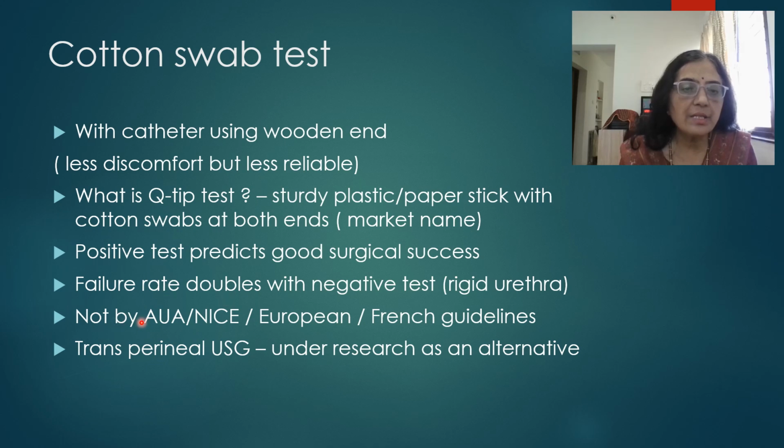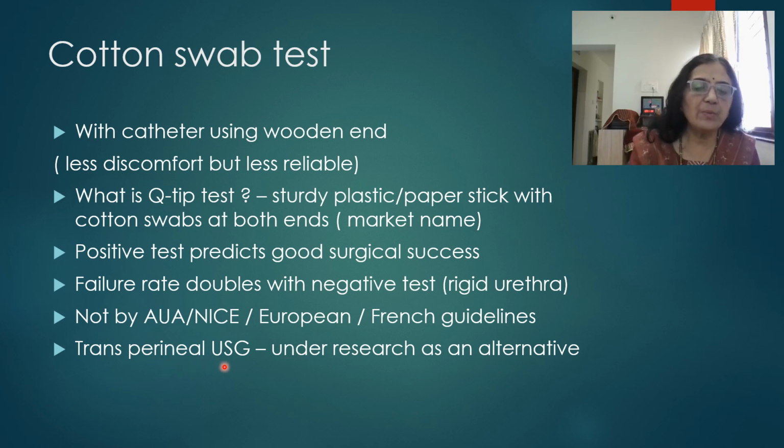That is the reason this test is not recommended by the American Urological Association, NICE, that is the UK guideline, or the European or French guidelines. All these guidelines have stopped recommending the cotton swab test as part and parcel of physical examination for the diagnosis of stress urinary incontinence. Transperineal ultrasonography is under research at present as an alternative for the diagnosis of urethral hypermobility, where transperineal ultrasonography is being done.